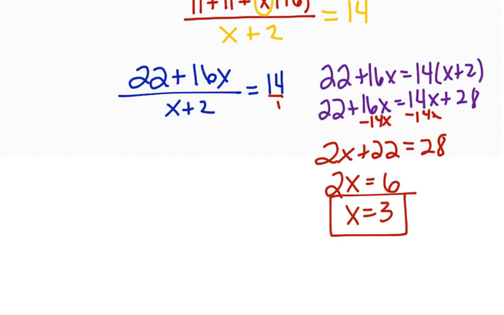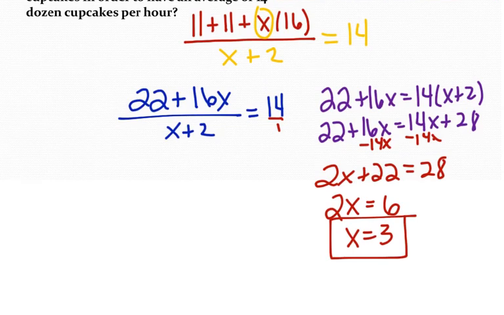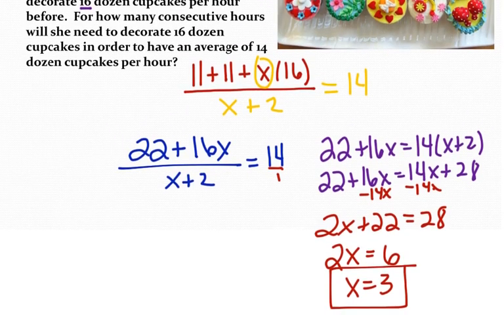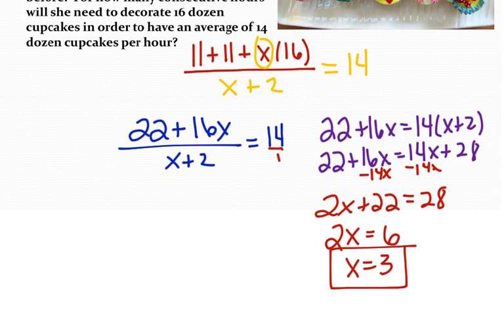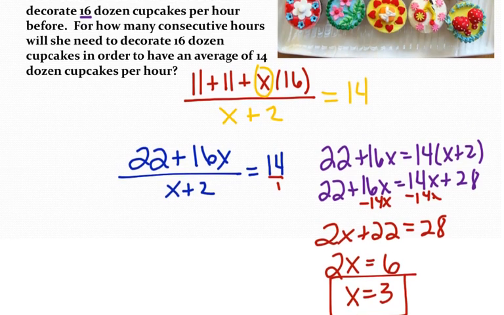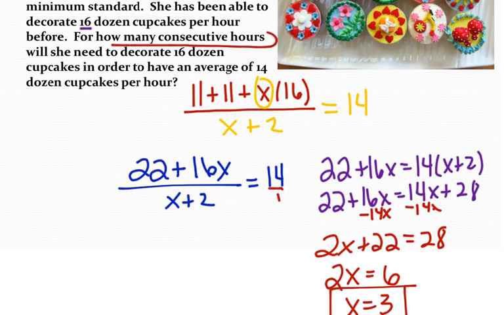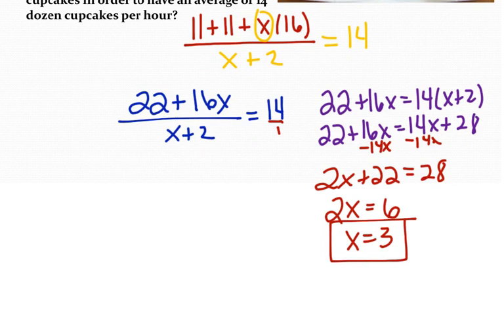So that would be helpful if we knew that the contest only lasted for 4 hours. She would know that she can't possibly get it done if 16 is the best she can do. So we don't know how many hours it is, so we don't really know if it's completely possible, but we know what she would have to do. So it would be a total of 5 hours. The question was, for how many consecutive hours will she need to decorate 16 dozen cupcakes? That would be for 3 hours. She's already done 2 hours at 11 dozen each.